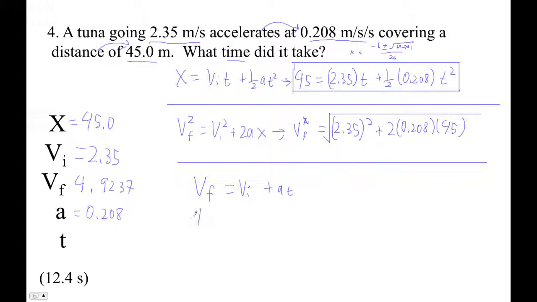So the final is 4.9237 is equal to our initial, which is 2.35, plus 0.208 times t. Okay, so there's that guy. I take this and subtract 2.35, right? That gets rid of it on that side. So now I've got 2.5737.